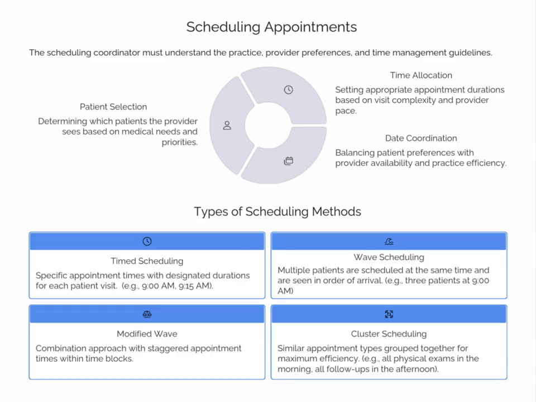Then there is modified wave, which has a little bit of a staggered appointment time. That's typically 2 patients scheduled at 9 a.m. and then one scheduled at 9:30, and then 2 patients scheduled at 10 a.m. and one at 10:30. So again, that gives you some flexibility. Not as flexible as wave scheduling, but it does accommodate both waved and timed.